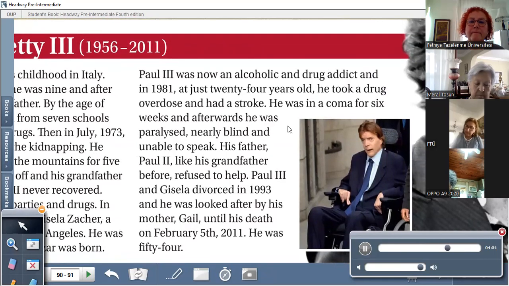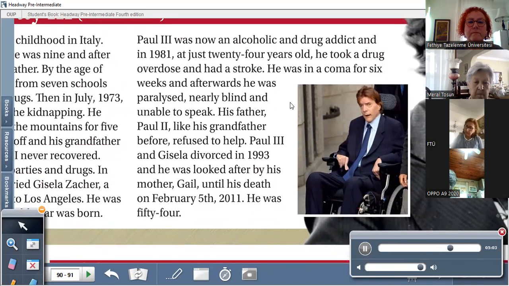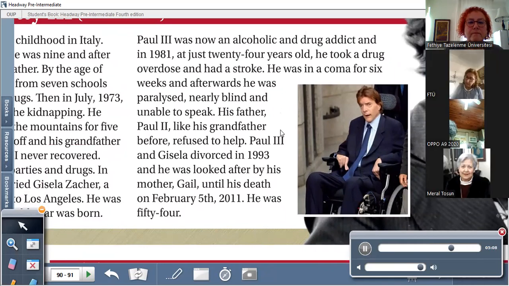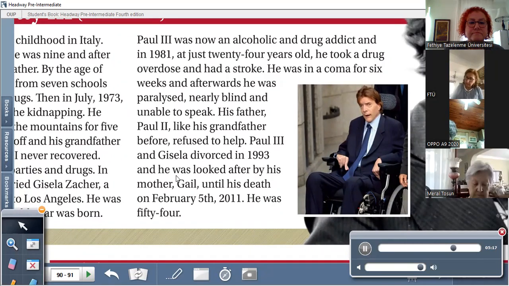Paul III was now an alcoholic and drug addict, and in 1981, at just 24 years old, he took a drug overdose and had a stroke. He was in a coma for 6 weeks and afterwards he was paralyzed, nearly blind, and unable to speak. His father, Paul II, like his grandfather before, refused to help. Paul III and Gisela divorced in 1993, and he was looked after by his mother Gail until his death on February the 5th, 2011. He was 54.